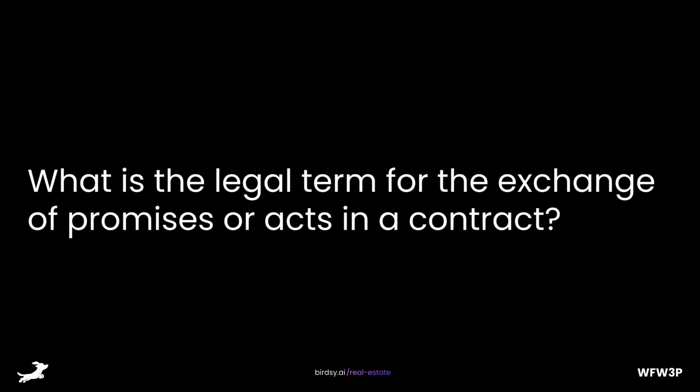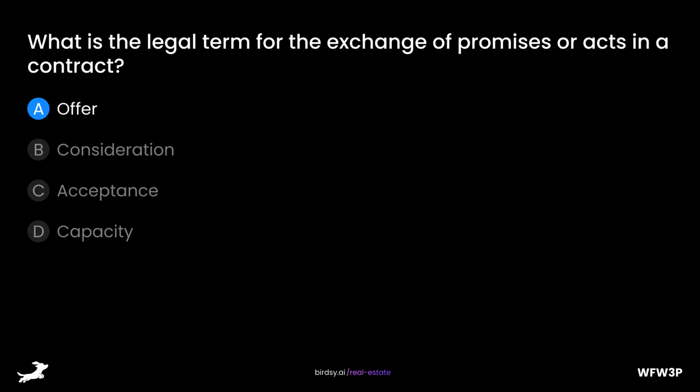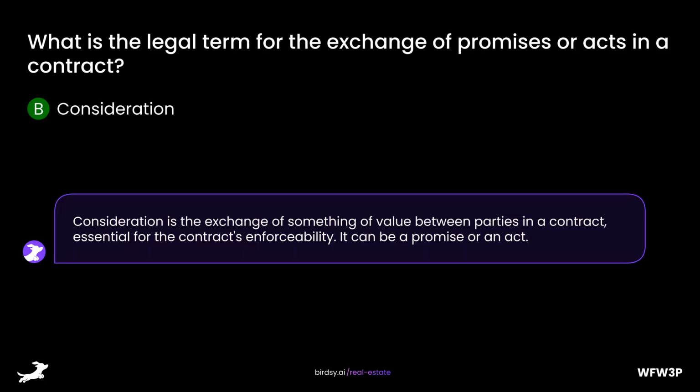What is the legal term for the exchange of promises or acts in a contract? Is it A, offer, B, consideration, C, acceptance, or D? The answer is B, consideration. Consideration is the exchange of something of value between parties in a contract, essential for the contract's enforceability. It can be a promise or an act.